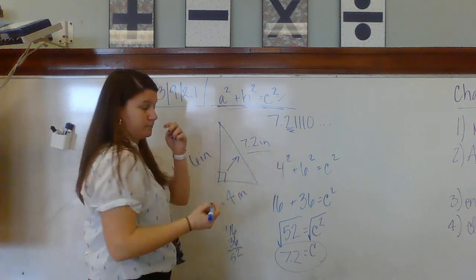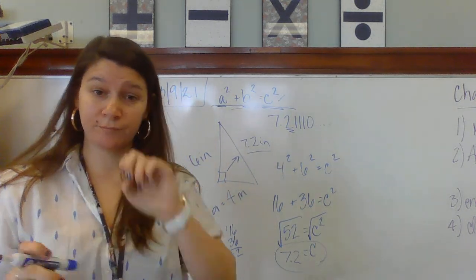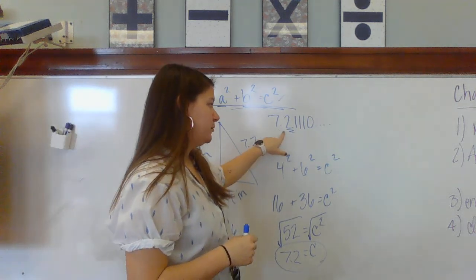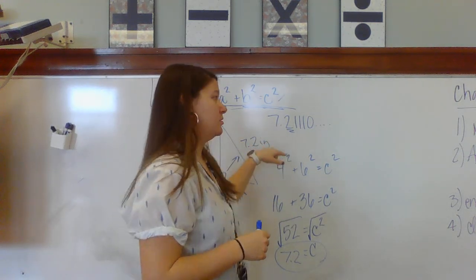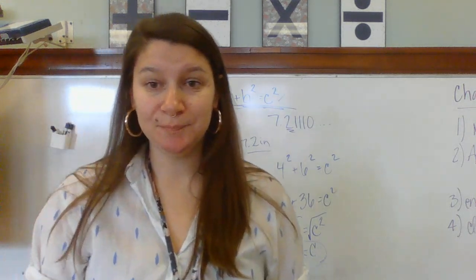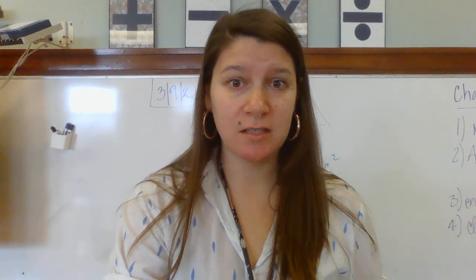So this is about 7.2 inches. If you had rounded it to the hundredth, then it would have been 7.21. The thousandth would have been 7.211. All right. Happy finding missing side lengths.